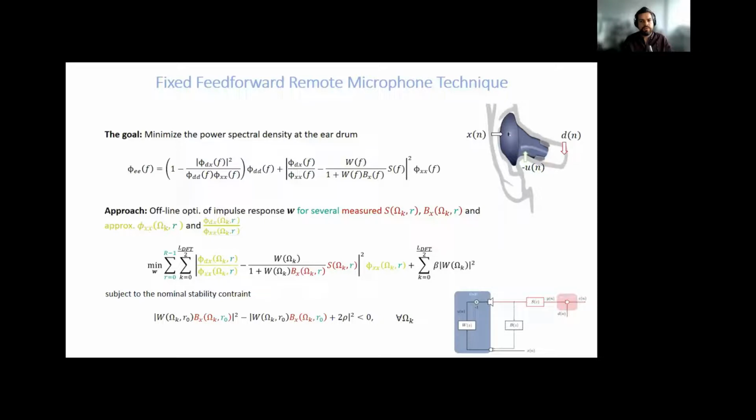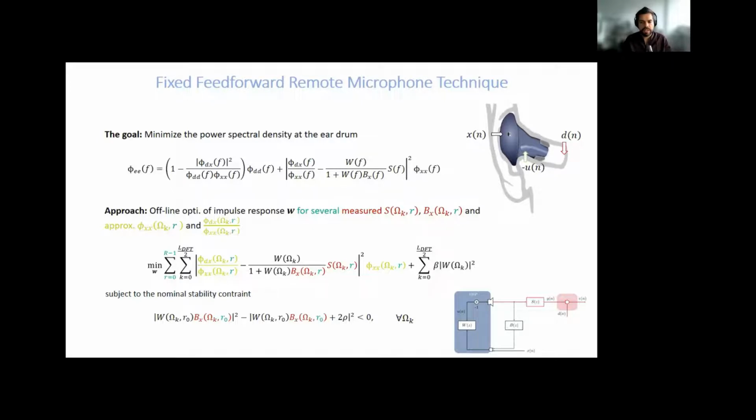Since the signal at the eardrum cannot be directly measured during operation, we use the acoustic transfer functions measured during the calibration stage to optimize the controller's impulse response for what we call a calibration sound field. With this calibration sound field, we approximate the PSD of x and the acoustic path Φ_dx divided by Φ_xx. Aiming at increasing the robustness of the controller against reinsertion of the headphone, we propose to simultaneously optimize over frequency for several measurement repetitions of these acoustic paths.